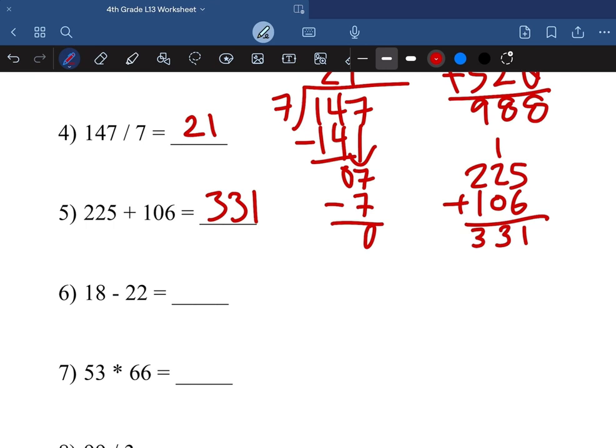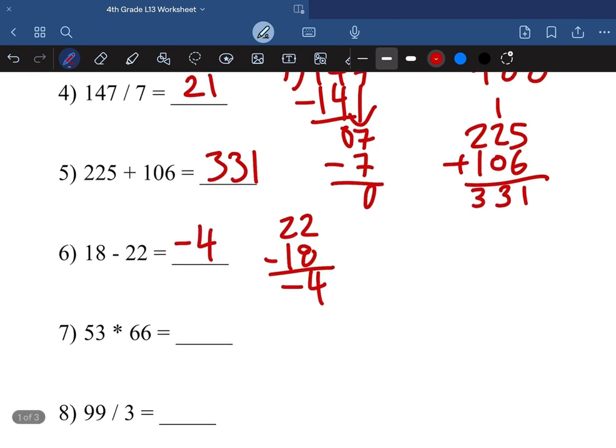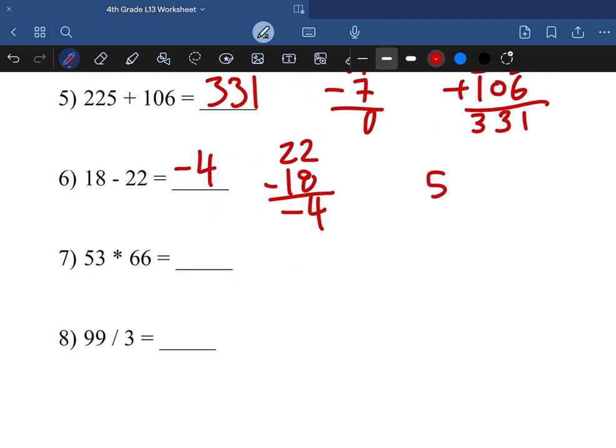So we're going to flip this around and do 22 minus 18. And then we're just going to put a negative sign in front of the answer that we get. So 22 minus 18 is 4. And then we're going to put a negative sign in the front. So the answer for number 6 is negative 4. Number 7, 53 times 66.